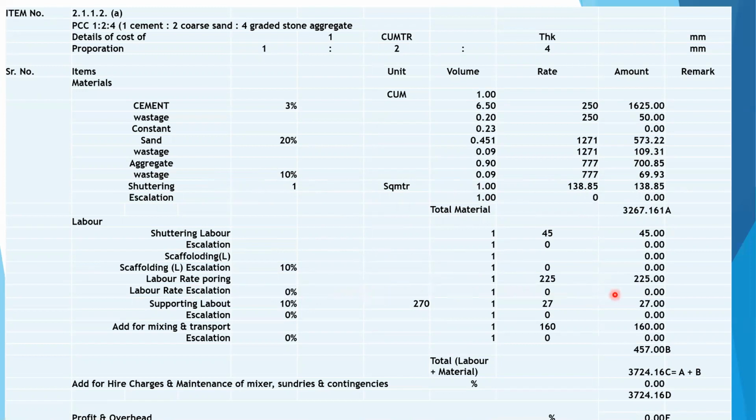Concrete labor for pouring will be 225 rupees. Supporting labor will be 27. Transportation and mixing will be 160 rupees. So the labor cost will be 457. So material and labor cost for PCC 1:2:4 will be 3724 per cubic meter.